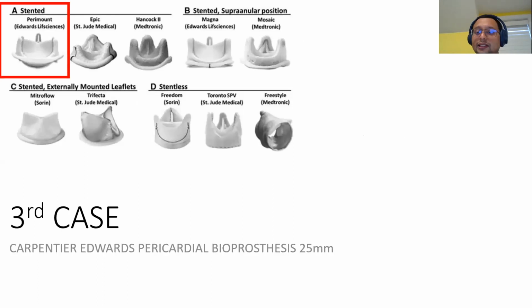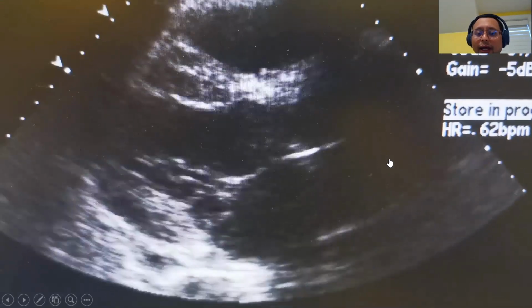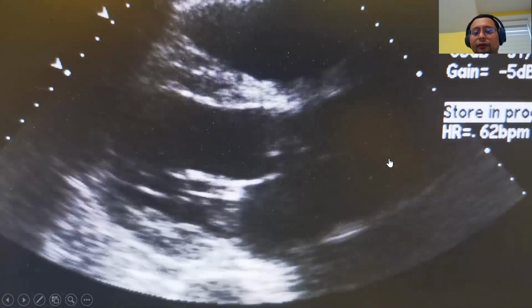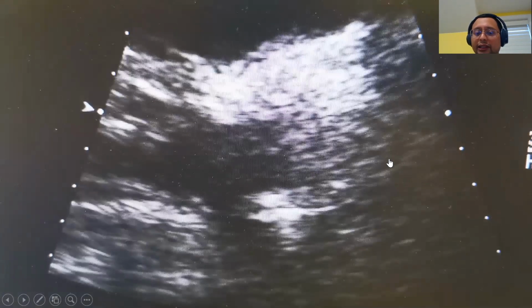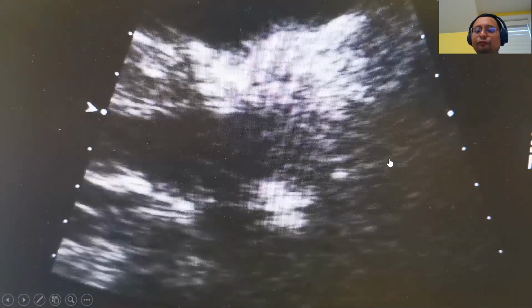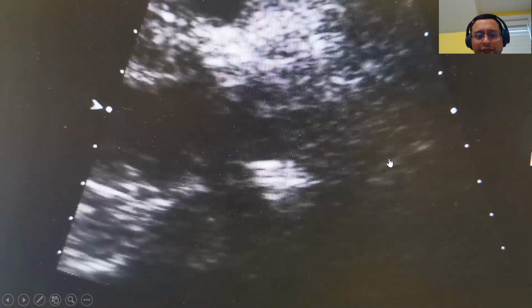Now, let's look at this one. This is a pericardial prosthesis. It is a Carpentier-Edwards. I show you that. That's an example of a Carpentier-Edwards. It is 25 millimeter. This is a parasternal long axis view of the aortic valve. Let's look at the next one. We just zoom in on the parasternal long axis view of that aortic valve, to see whether there's any obvious thickening, vegetation, calcification, or any regurgitation.